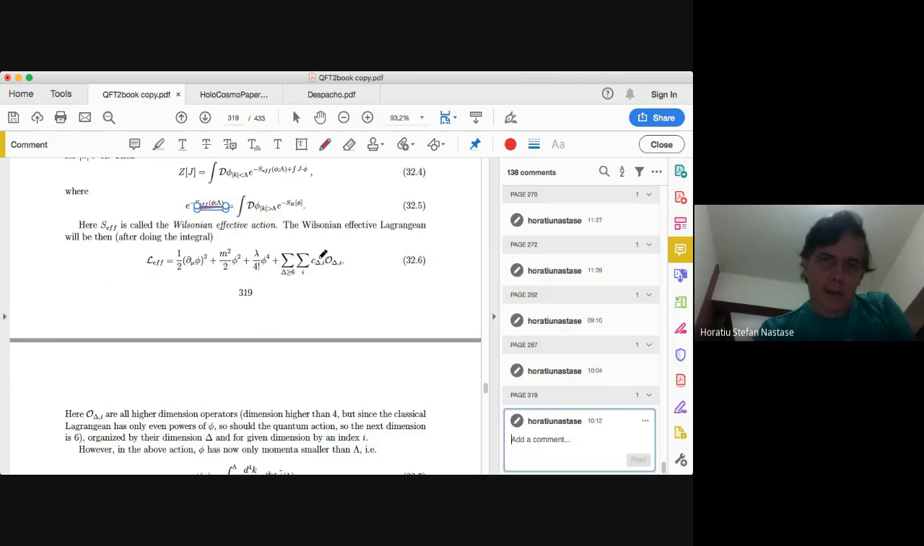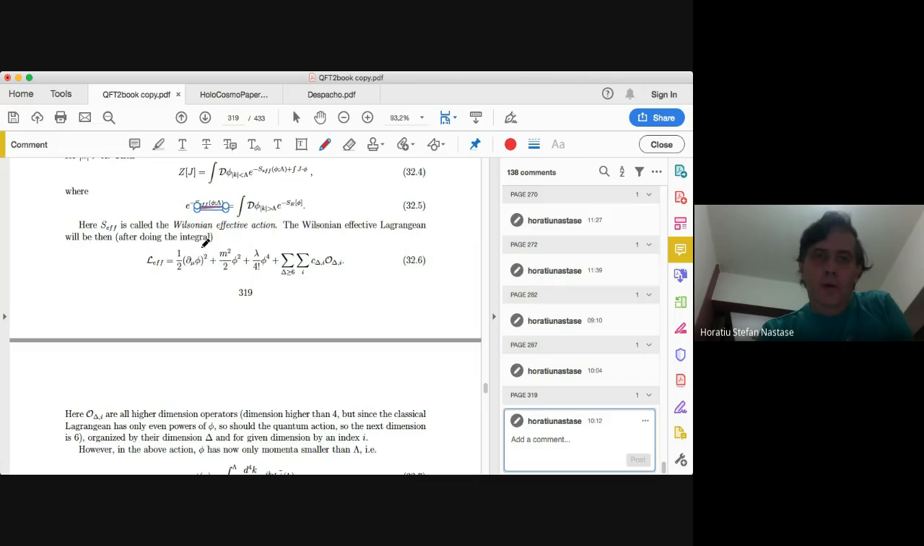So in general, when writing an action, we start with some kinetic term, and then we add interaction terms in the order of the dimension of the operator. So in the same way, in this effective action, we will order the other possible terms coming from the path integral in terms of the dimension of the corresponding operator. So operator O of dimension delta with index I.